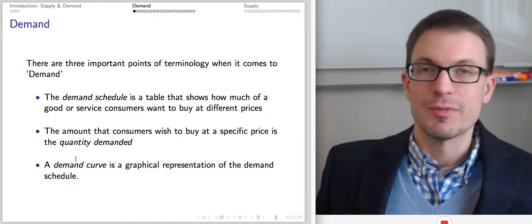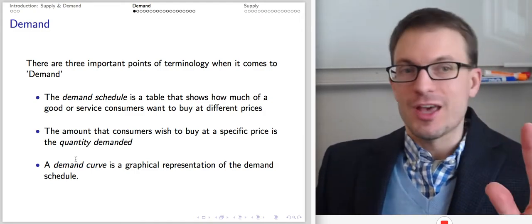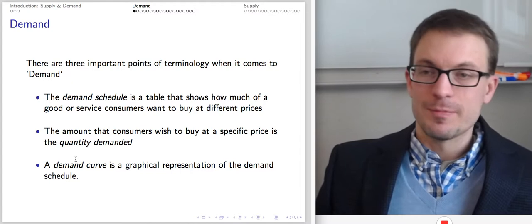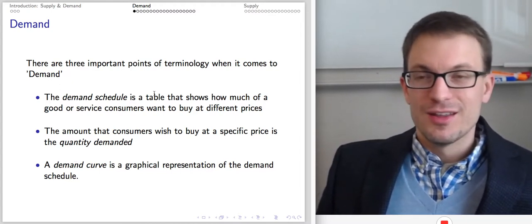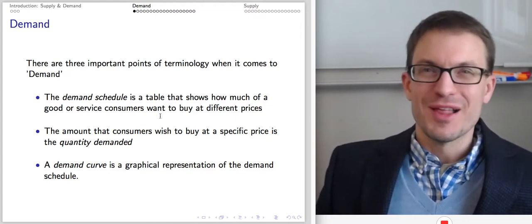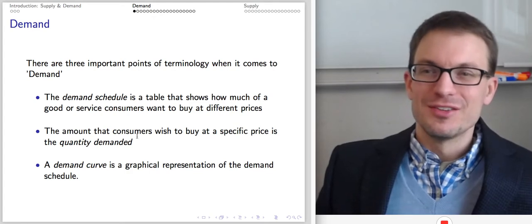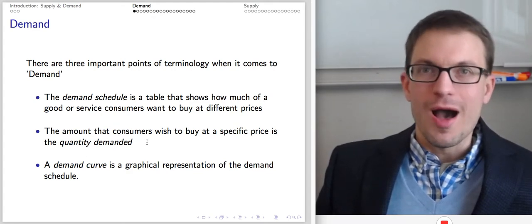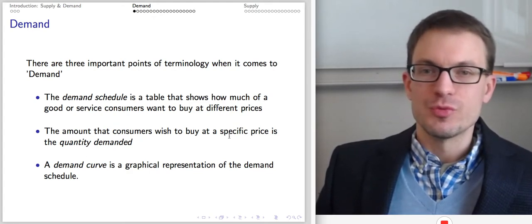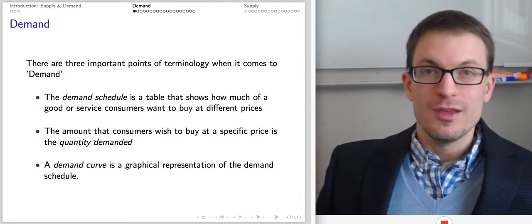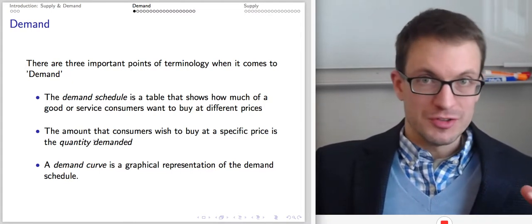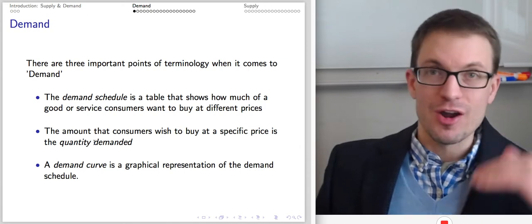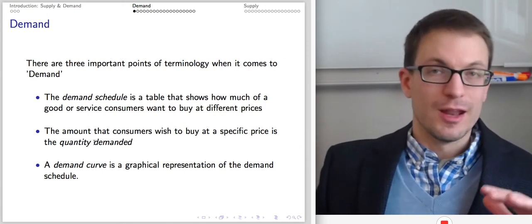As a matter of fact, on my slides, I'm going to show your demand schedule and a demand curve side by side. And then the third definition, this is the one where people sometimes have a lot of trouble, is quantity demanded. Quantity demanded is the amount consumers wish to buy at a specific price. When I was first introducing this, I said you want to say that at higher prices, demand falls. And I said, that's not correct.